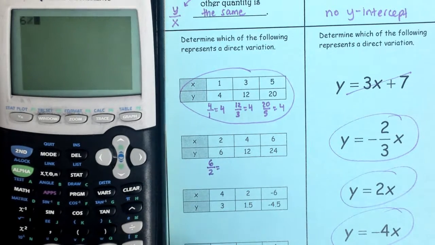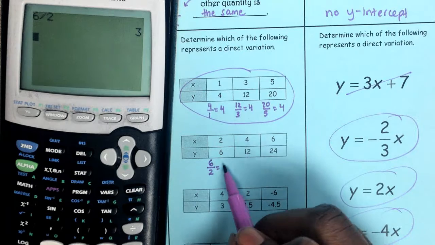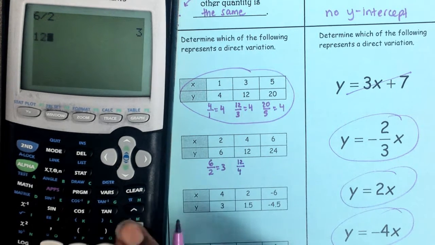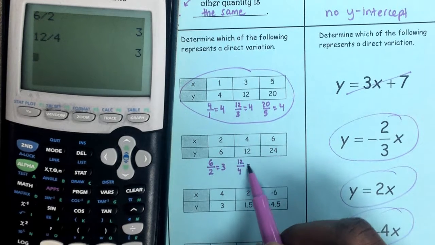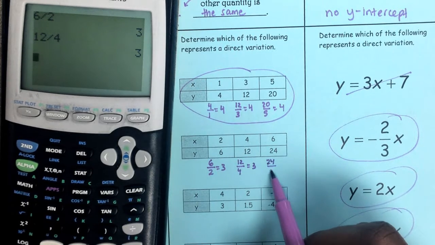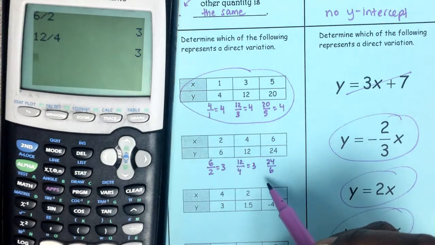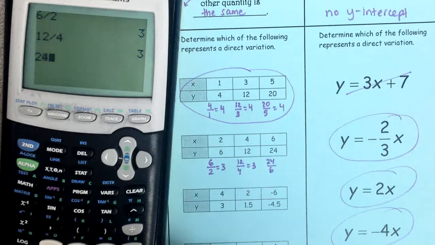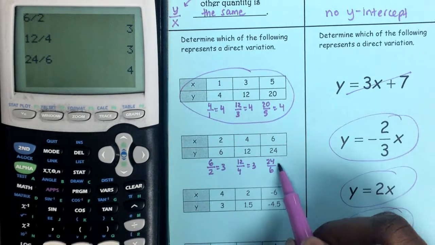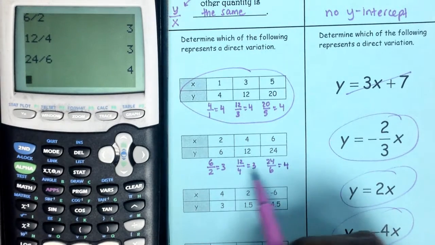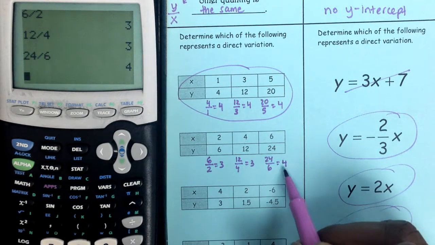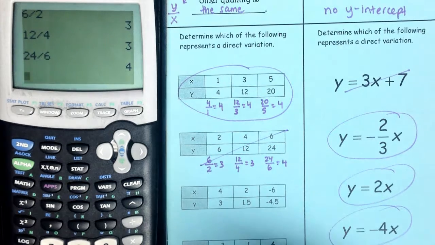So that's 6 divided by 2 for the next one. That equals 3. 12 divided by 4 equals 3. Check all of them, because some fast people will say, oh, yes, they're the same, circle it. No. Always check all of them, because they might have tricked you if you were lazy and only checked the first 2 ratios. The first 2 are the same, but the last one's different. So nope, y does not vary directly to x.